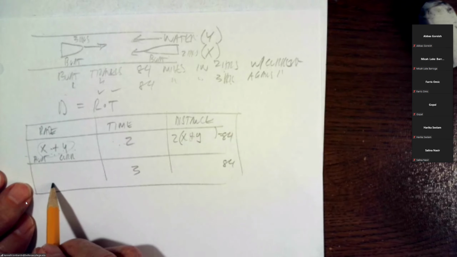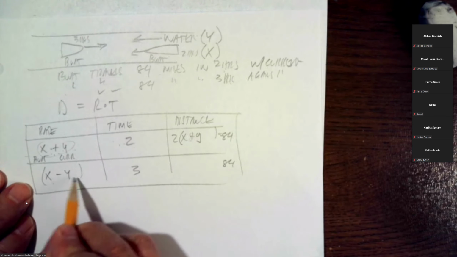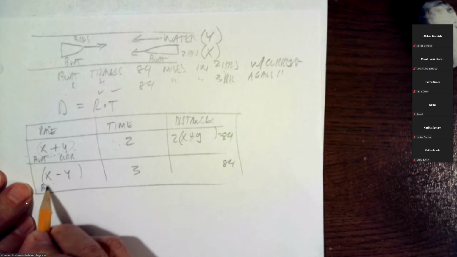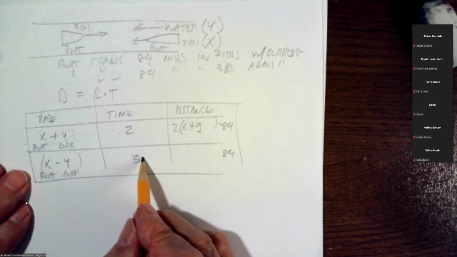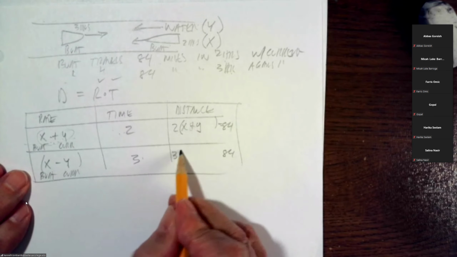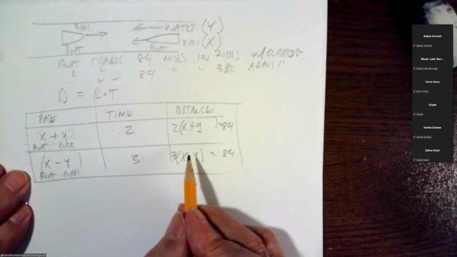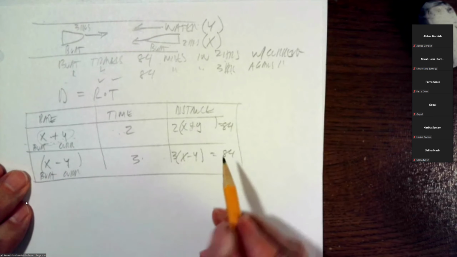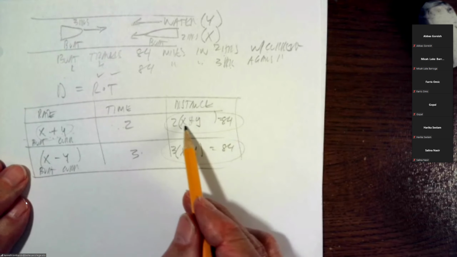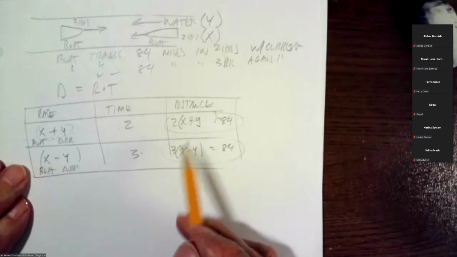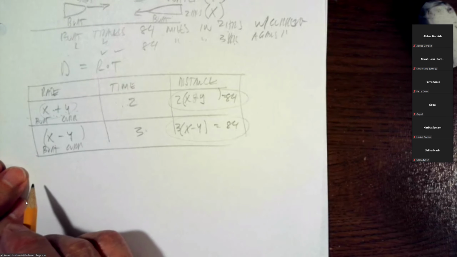And then against the current, I'm going to be going boat and current here. It takes me 3 hours. So here I'm going to say it takes 3 hours to go x minus y, same distance. Okay, so now I have two equations and two unknowns, the value x and the value y. So let me set up my two equations.